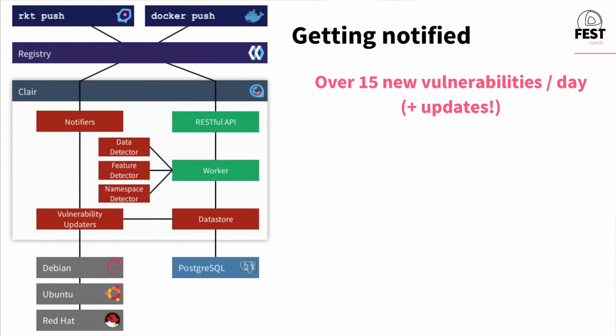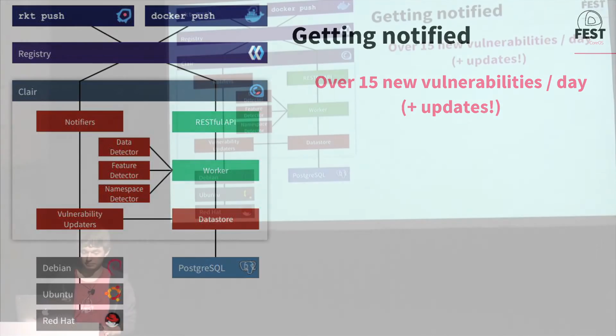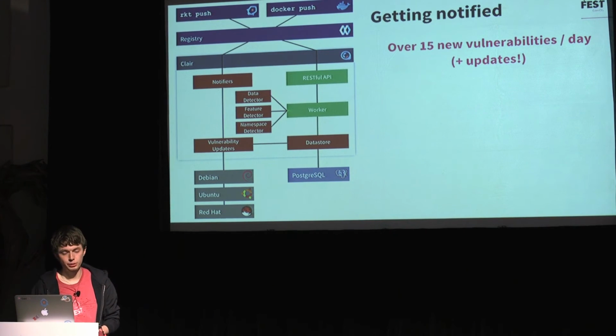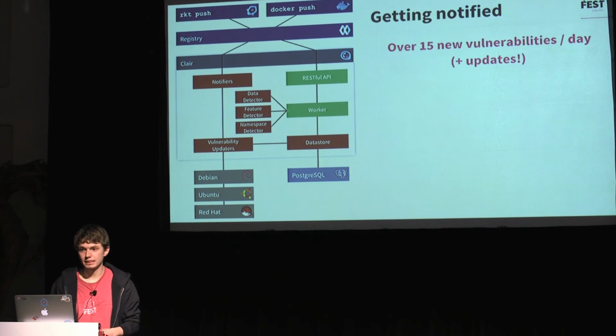Now, over 15 new vulnerabilities are published each day. And this is not even counting all the updates to them. So what do we do when these new vulnerabilities come out? Do we reanalyze every single image as we analyzed before? Of course, we won't do this.